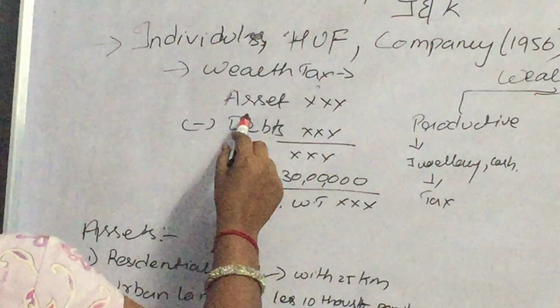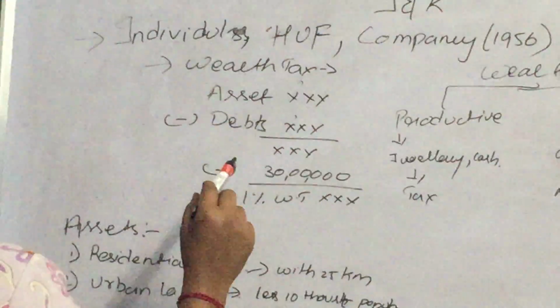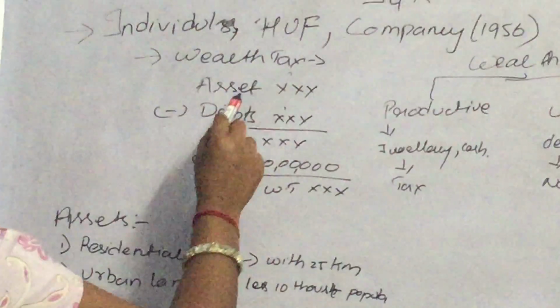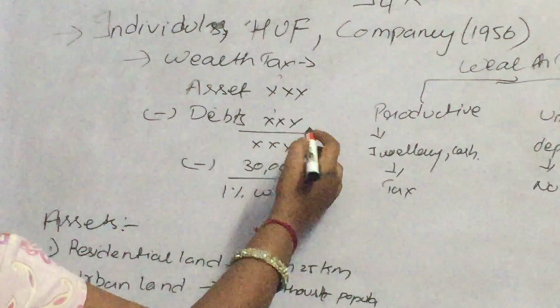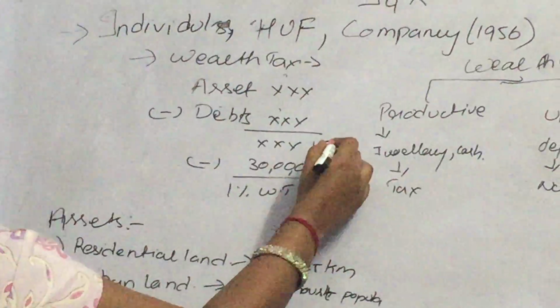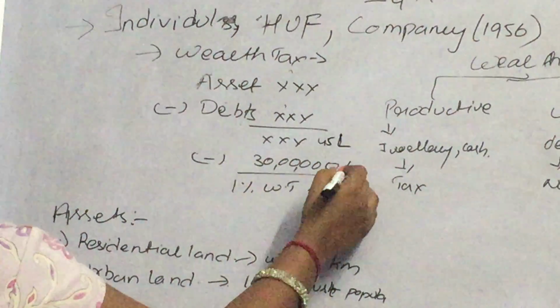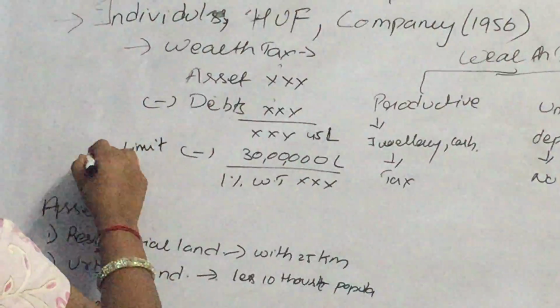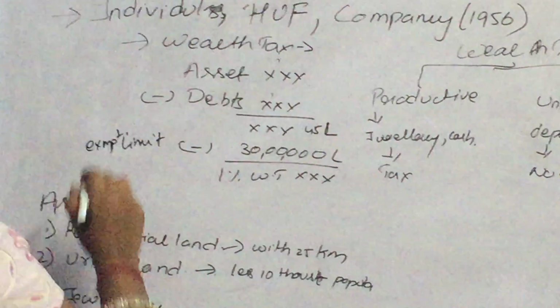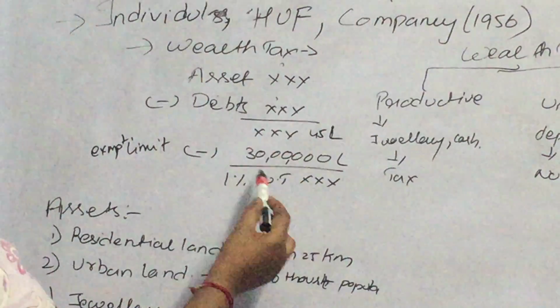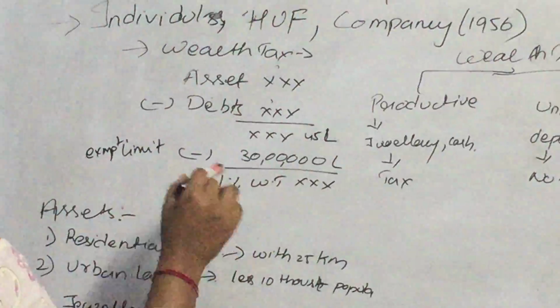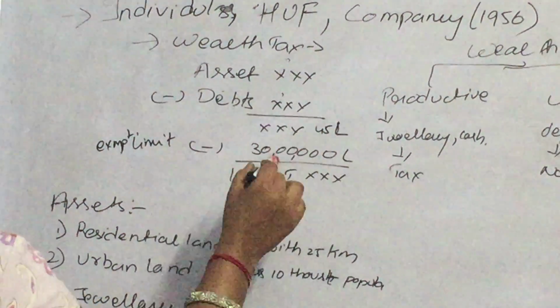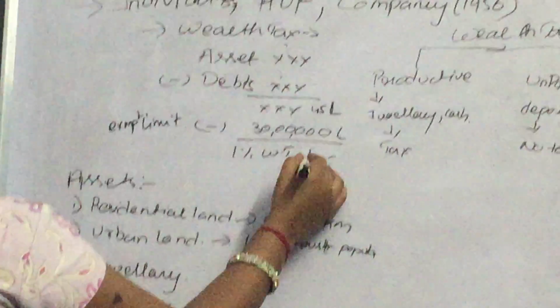The wealth tax base is assets minus debts. What the assets are, we'll also discuss. Assets minus debts, then you'll get some 45 lakhs. The exemption limit is 30 lakhs. So 45 lakhs minus the exemption limit of 30 lakhs, I'm getting 15 lakhs.